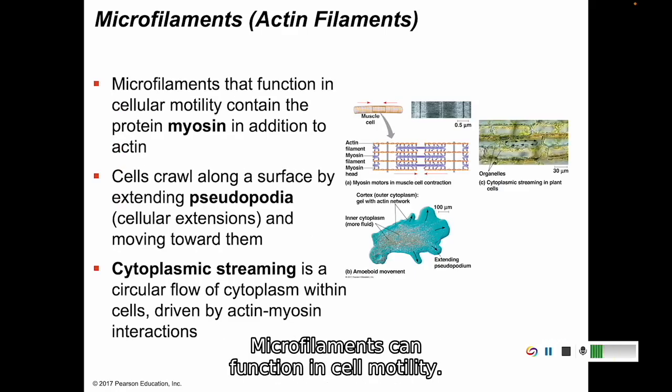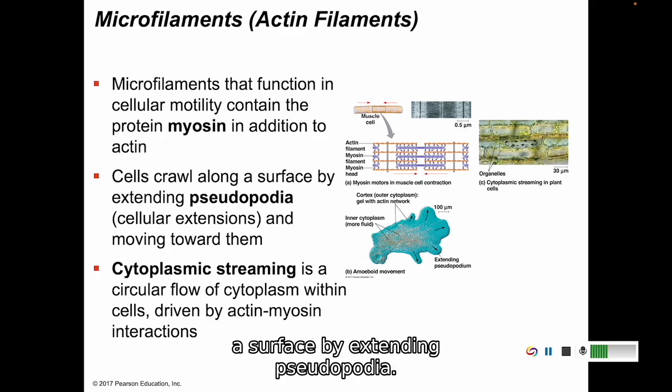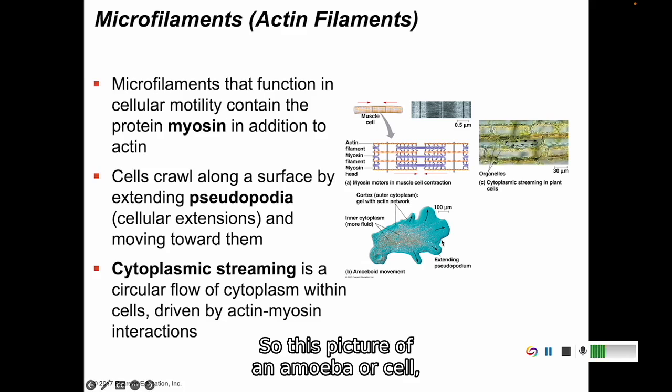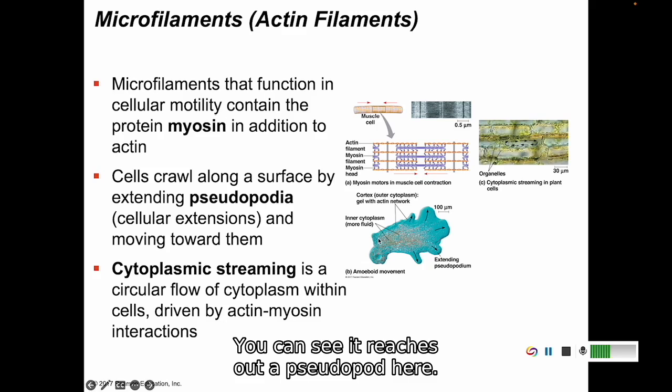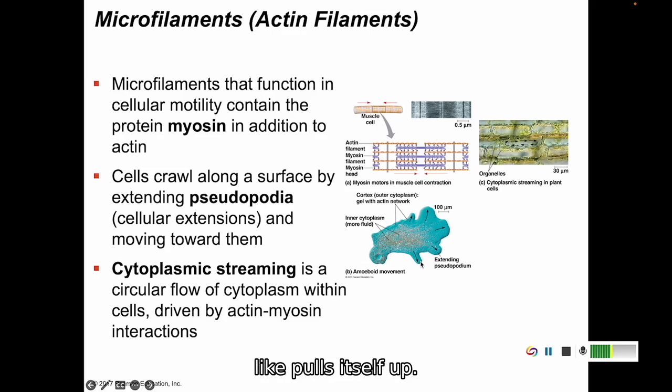Microfilaments can function in cell motility. They'll also often have the protein myosin along with actin. Cells are able to crawl along a surface by extending pseudopodia. So in this picture of an amoeba or some cell doing amoeboid movement, you can see it reaches out a pseudopod here. Then that pseudopod can stick and it kind of pulls itself up.